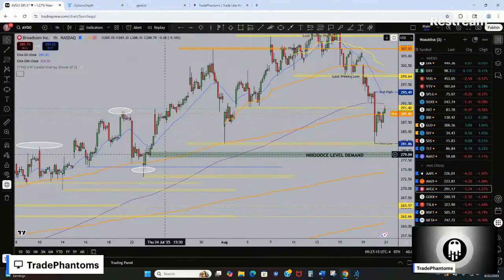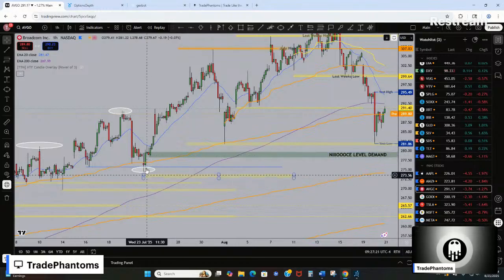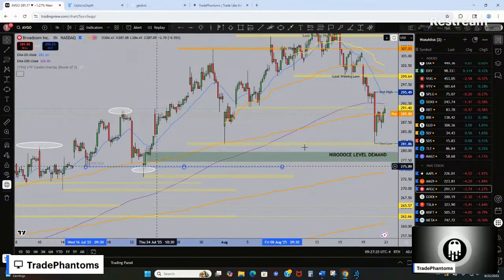If you can see right here, I already have a noise level notation there that comes in at about 278, 279. There's an impulse right in here. So at or around this area is going to be nice, potentially in the event that AVGO swipes a new low. This could be nice.